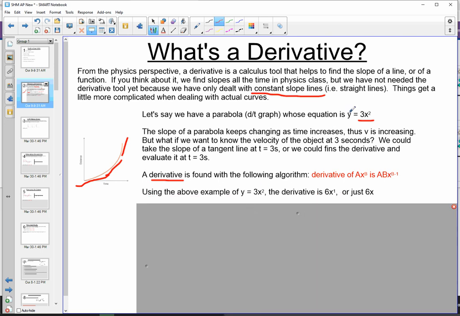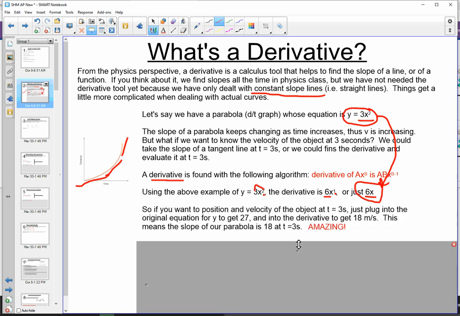So in the above example, we had the curve y equals 3x squared, so the derivative would be: take the 2, bring it down in front, and multiply by the 3. That gives us the 6. And then the x squared, the exponent is 2, drop it by 1, and that gets you 6x to the first power, or just 6x. So we would say the derivative of 3x squared is 6x.